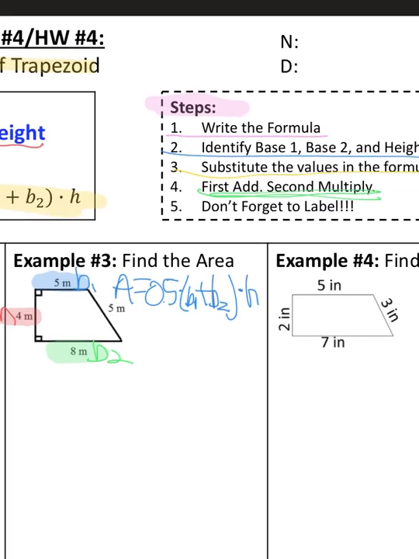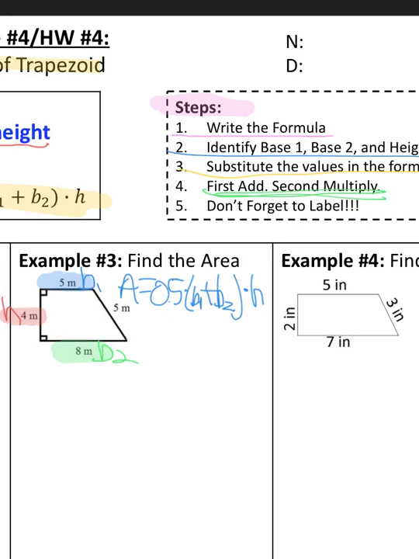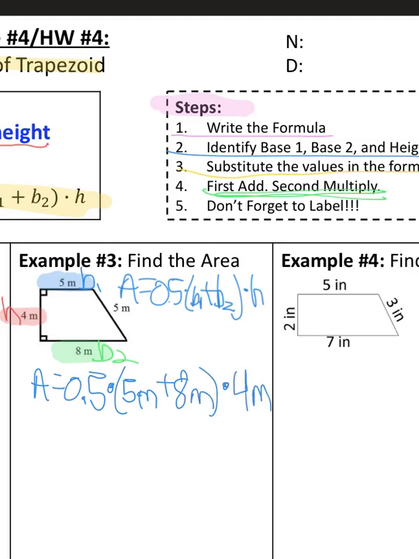Well, step 3 says substitute the values, so let's go ahead and do that. We're going to substitute everything in. So area equals 0.5 times, well, what's base 1? We said it's 5 meters, plus base 2, which is 8 meters, times our height, which is 4 meters. There's step 3. Step 4, it says add first, right?